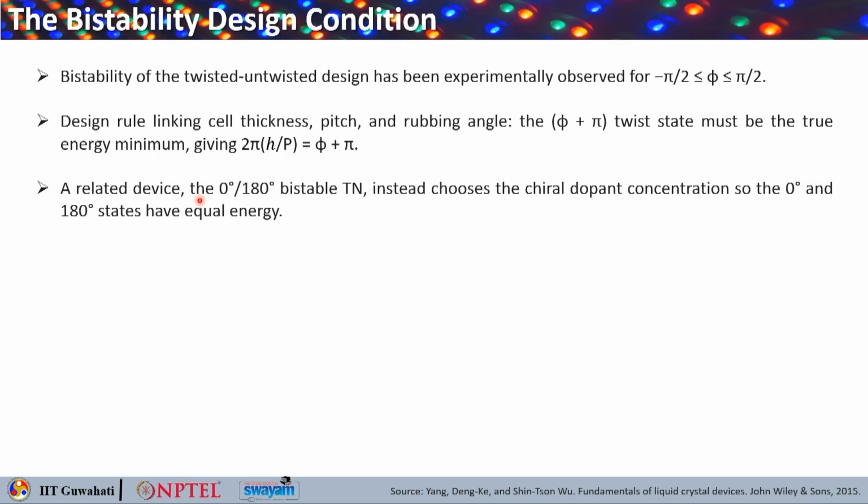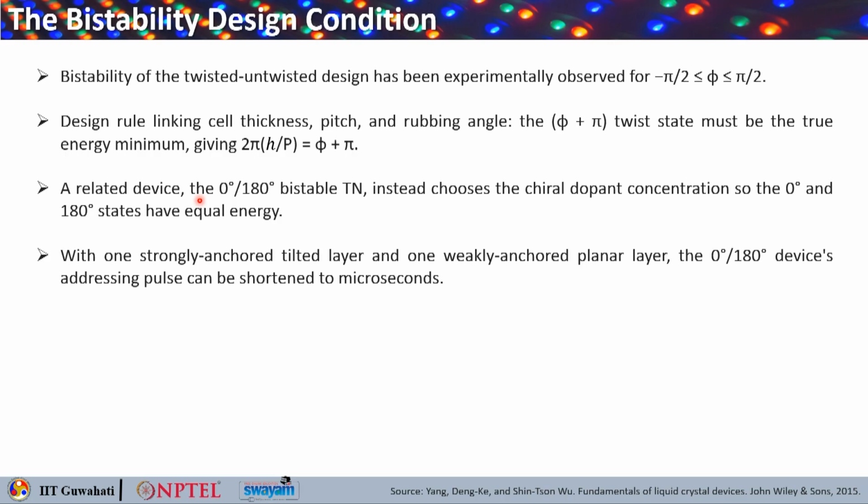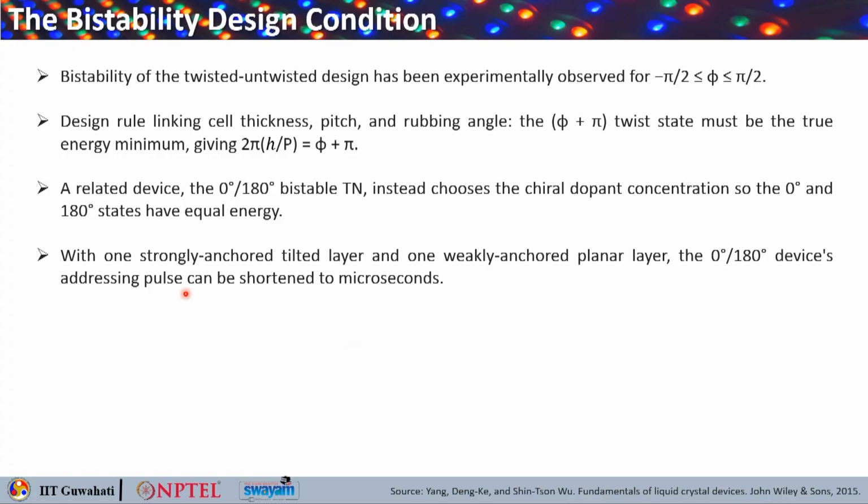So a related device is the 0 degree and 180 degree bistable twisted nematic. So these are the two things. Here you will instead choose a chiral dopant concentration so that you find the 0 degree and 180 degree states to have equal energy. So in that case you can have the two states between 0 degree and 180 degree. With one strongly anchored tilted layer and one weakly anchored planar layer, this 0 degree 180 degree device's addressing pulse can be shortened to microseconds. So this is how they are related, as I mentioned.